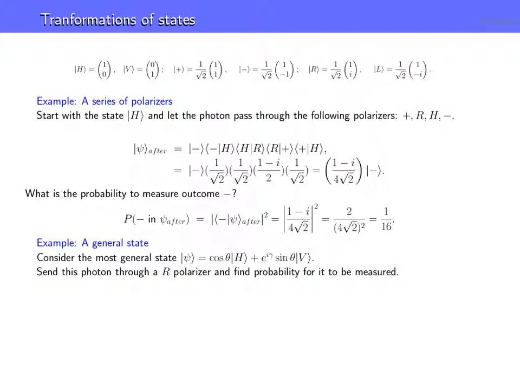And then we want to find the probability for it to be measured. So our answer is going to be in terms of theta and gamma, of course. But let's go ahead and do this. This one turns out to be a little bit involved, but we'll go through it in turn.